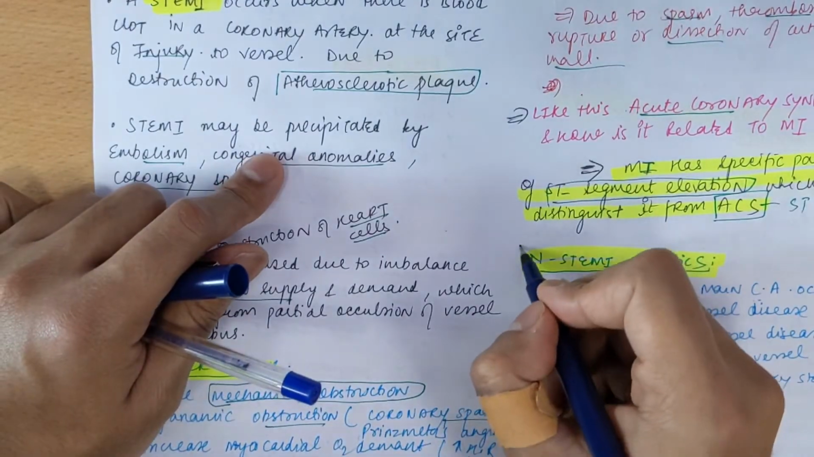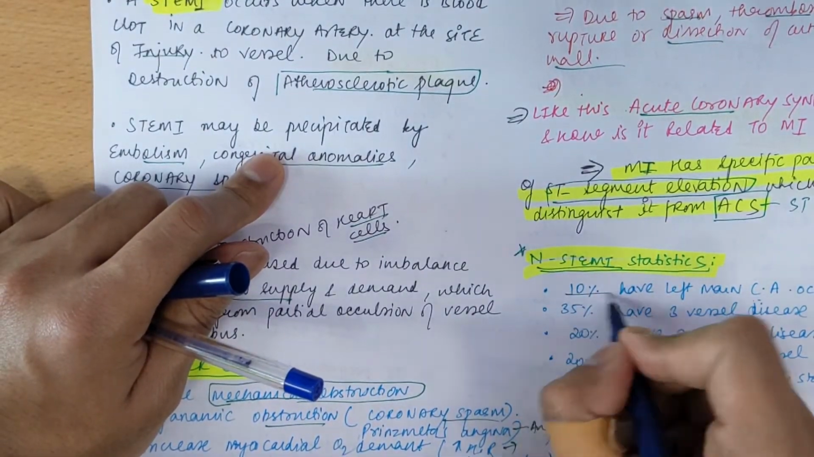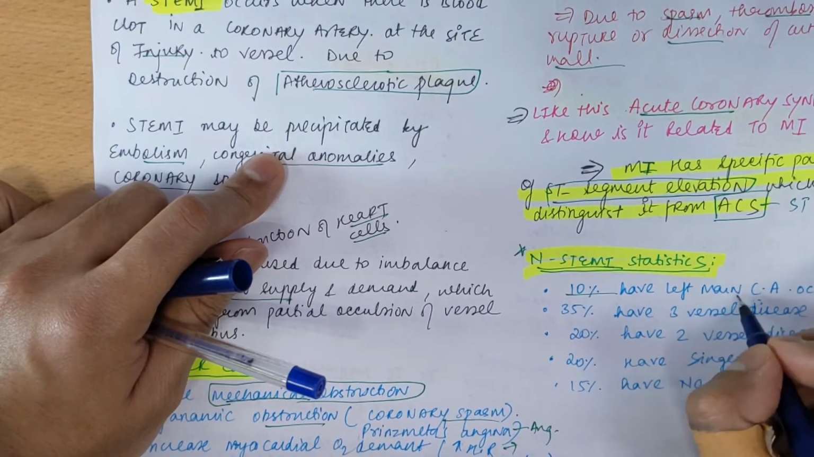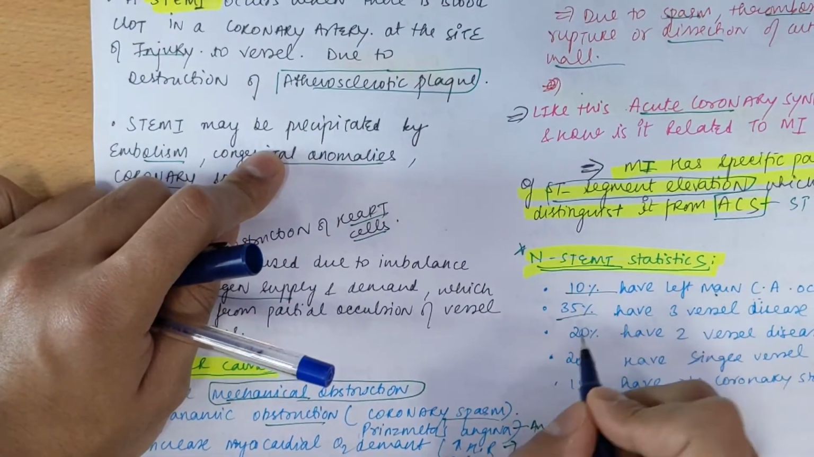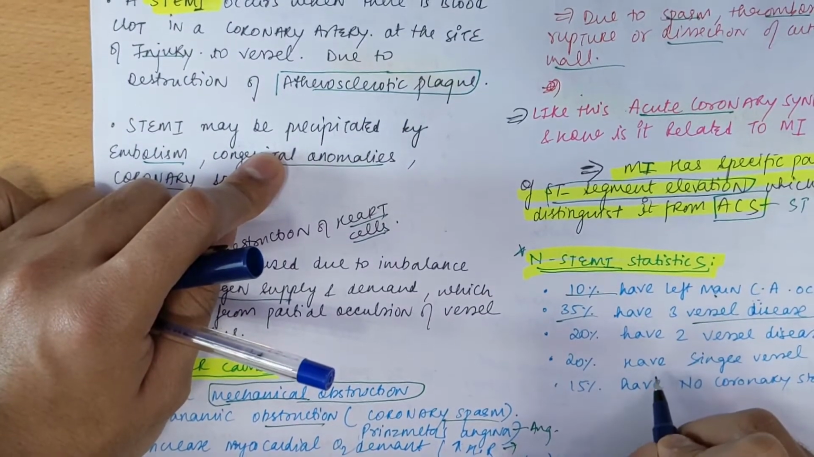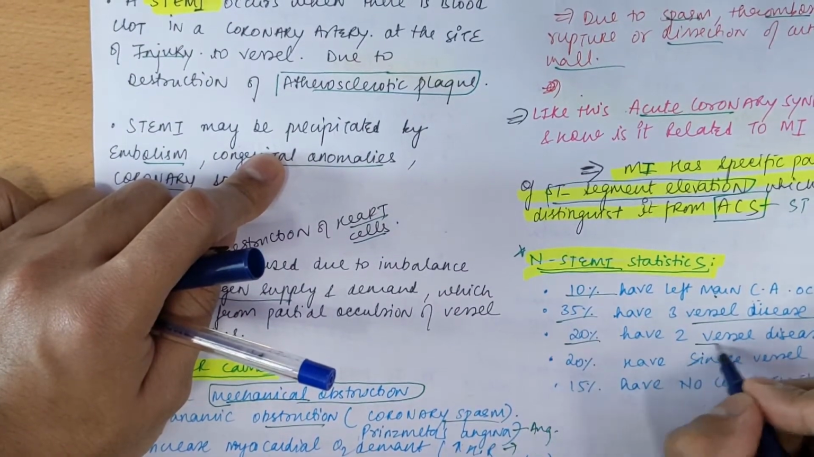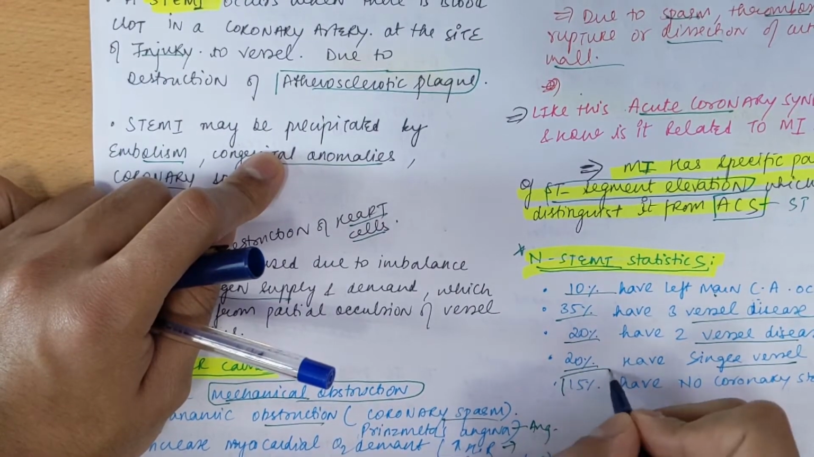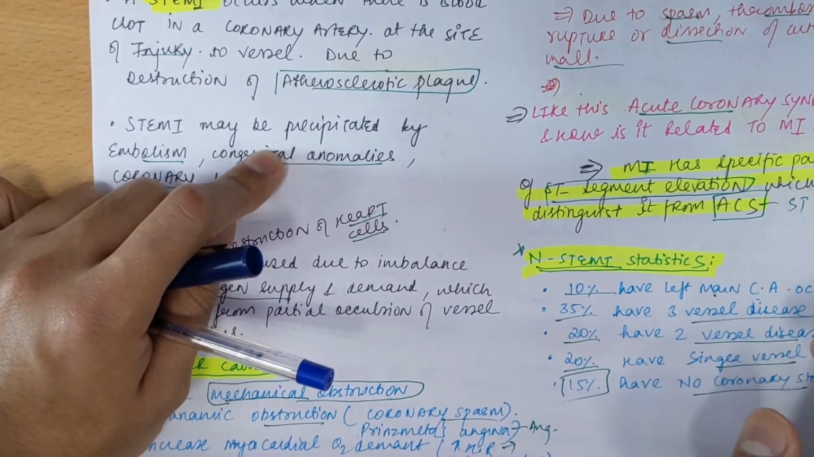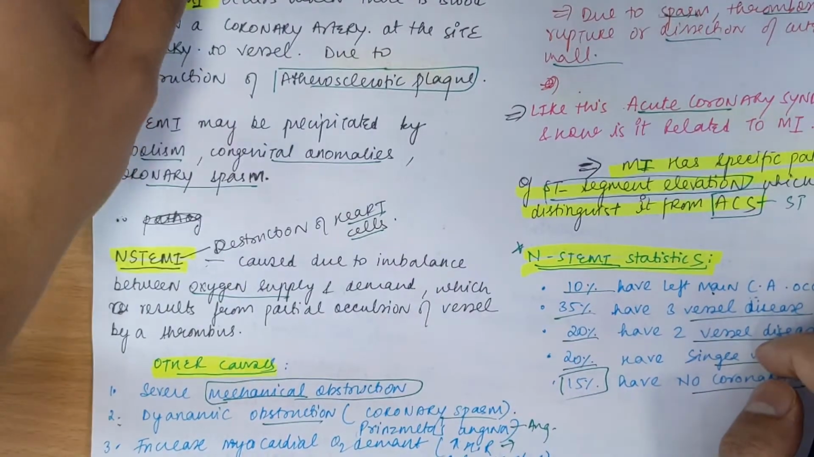Okay, now what are the statistics for NSTEMI? There are 10% of cases in which there is occlusion in the left main coronary artery, 35% of cases with 3 vessel stenosis, 20% with 2 vessel stenosis, 20% again with single vessel, and 15% of patients suffering from NSTEMI have no coronary stenosis.